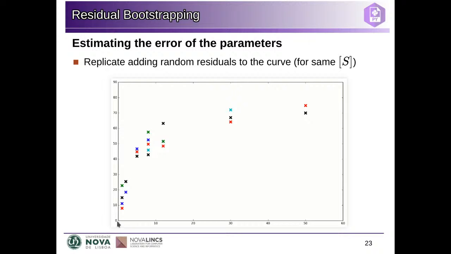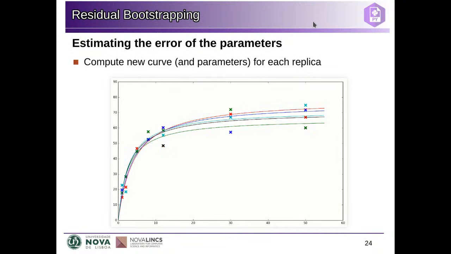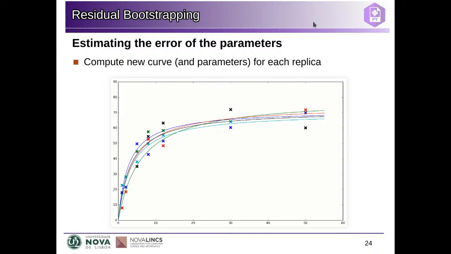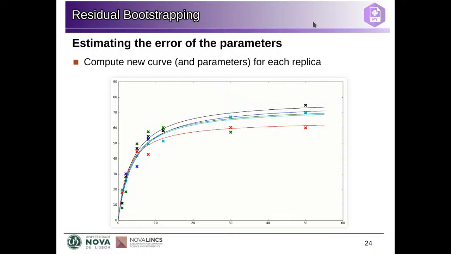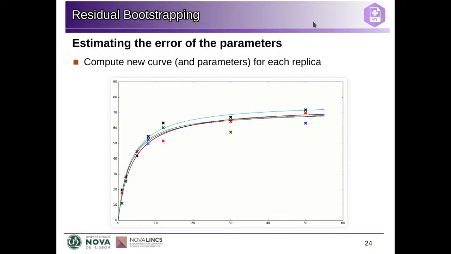So for exactly the same values of substrate concentration, because these are not random, these were chosen by us, we are going to compute new plausible values for the measured initial velocity by picking residuals at random and adding them to our curve. And now we're going to compute the curve for each of these. So we can compute different sets of parameters depending on the replicas that we get in residual bootstrapping. And this will give us, again, a family of parameters for all of these curves.